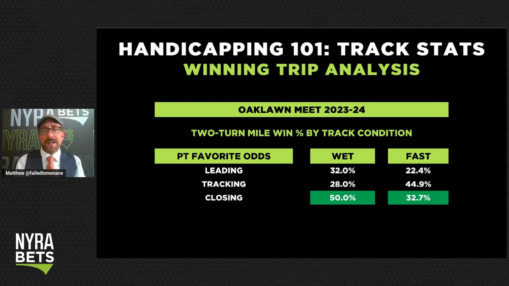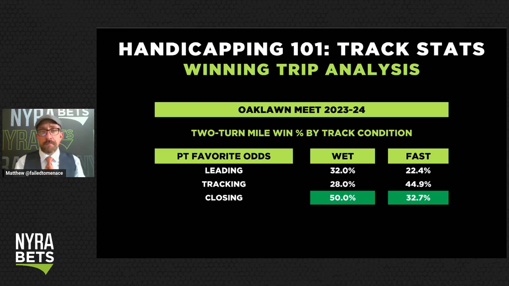But what I do with track stats is I disaggregate winning trip by wet versus fast track. And I do this once there is a sufficient amount of wet track races. I don't do it if there's just two, for instance. That's not really going to tell you very much. But once you start getting into 20 or 30 races that have been run over a wet track versus maybe 30 or 40 that have been run over a dry track, you can start to see how there's a little bit of a difference in the winning trip.